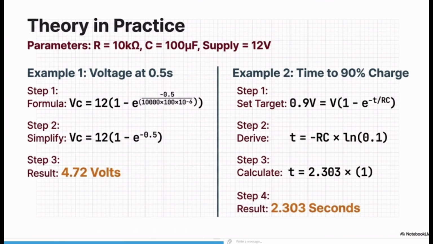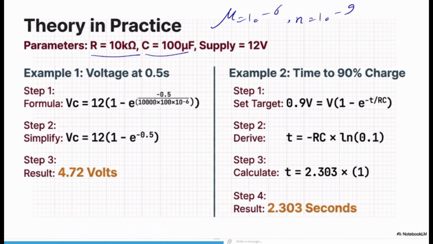So we talked about the theory. Let's talk about the practice. Imagine we have a case where my R is 10K and my C is 100 microfarad. By the way, micro means 10 to the power negative 6. Micro and nano, which means 10 to the power negative 9, are very common prefixes for farad, because a capacitor of 1 farad is going to be huge. That's why when we talk about practical capacitors, we have them in micro or nanofarad. The supply voltage is 12 volts, and the question is simple: what is the voltage at 0.5 seconds? This means, after 0.5 seconds, how much voltage do I have?